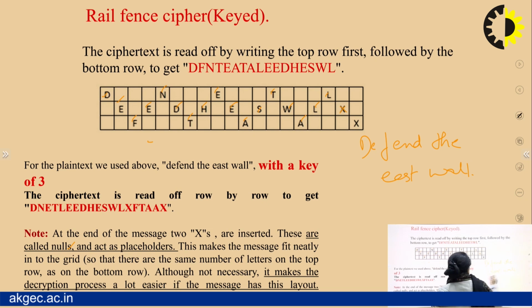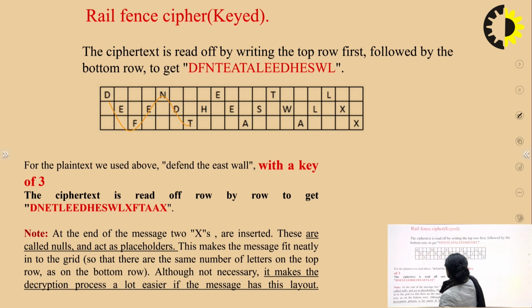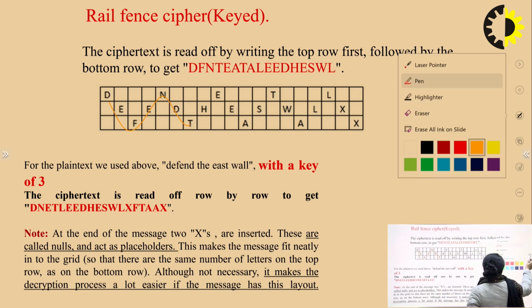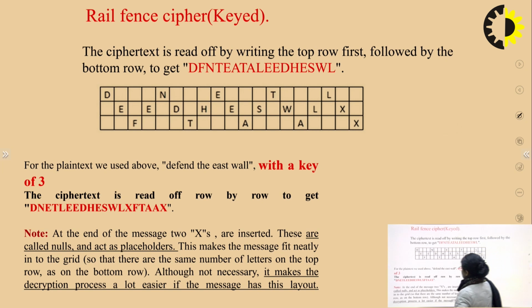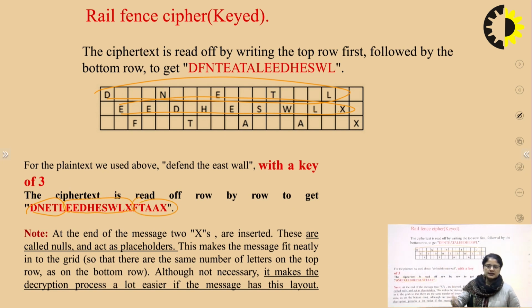So once the letters are placed in a zigzag manner, here the key is 3, so we are using 3 lines, and then we read it line-wise. D, E, T, L, so D E T L. Then you have the second line: E, E, D, H, E, S, W, L, X. This is your second line, and this is the third line. So this is an example of a rail fence cipher where the key size is 3.